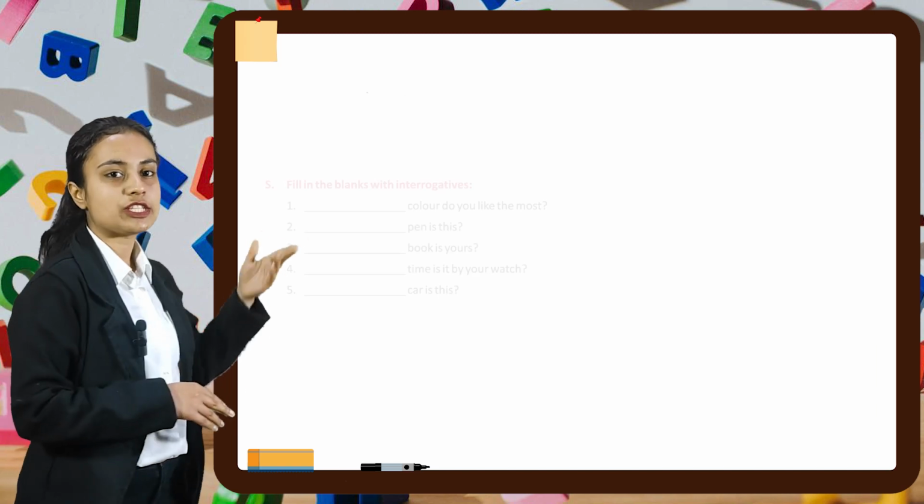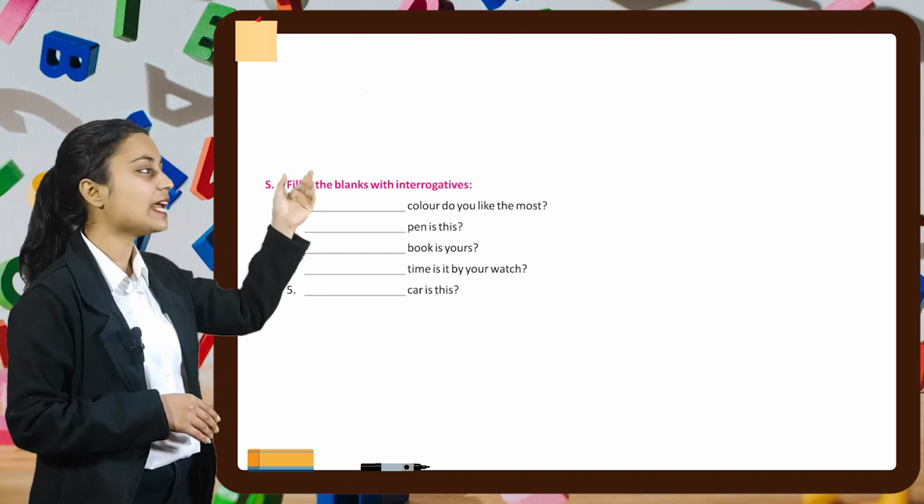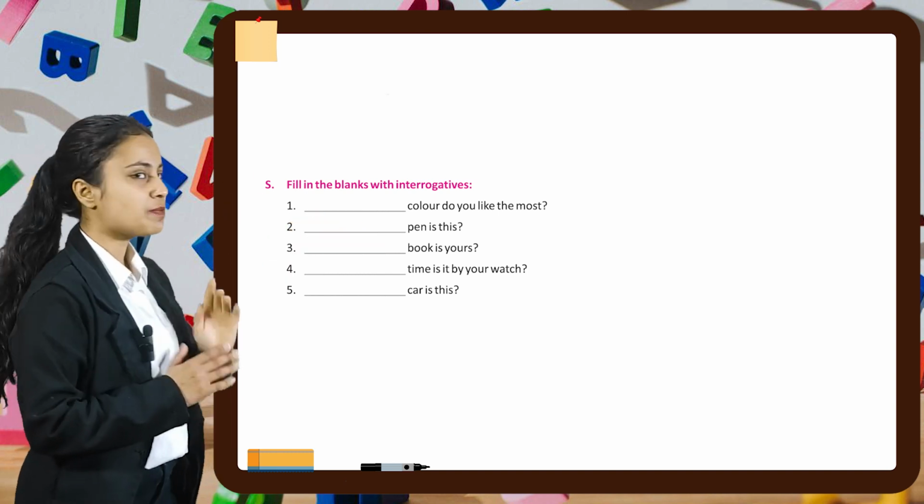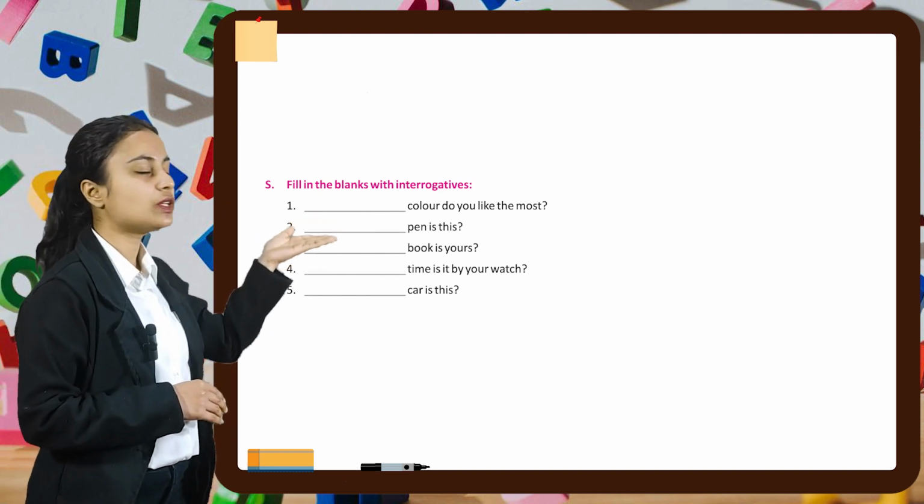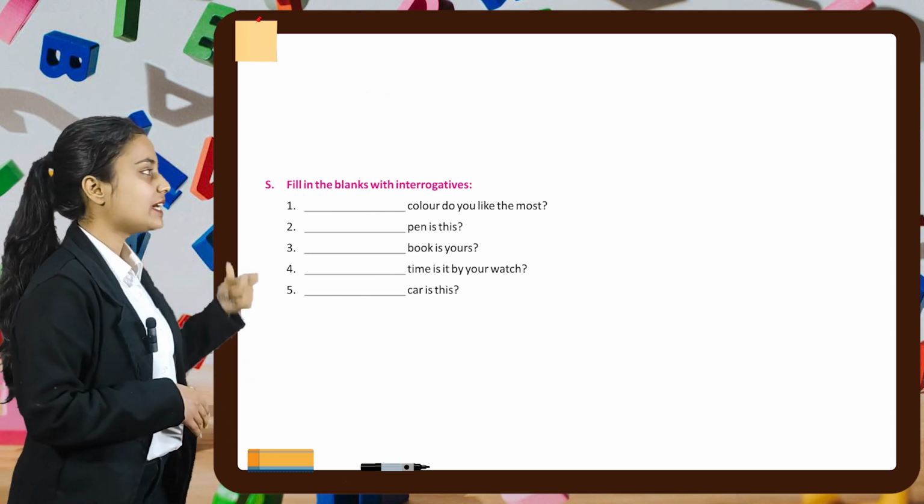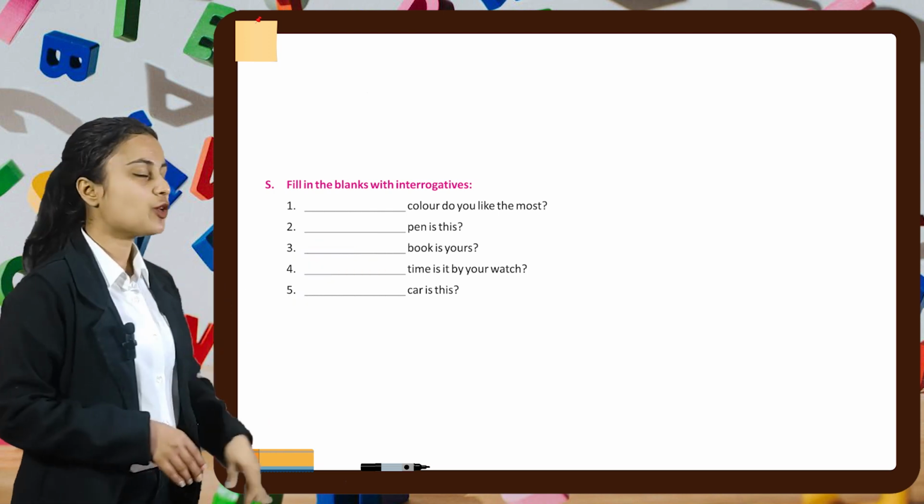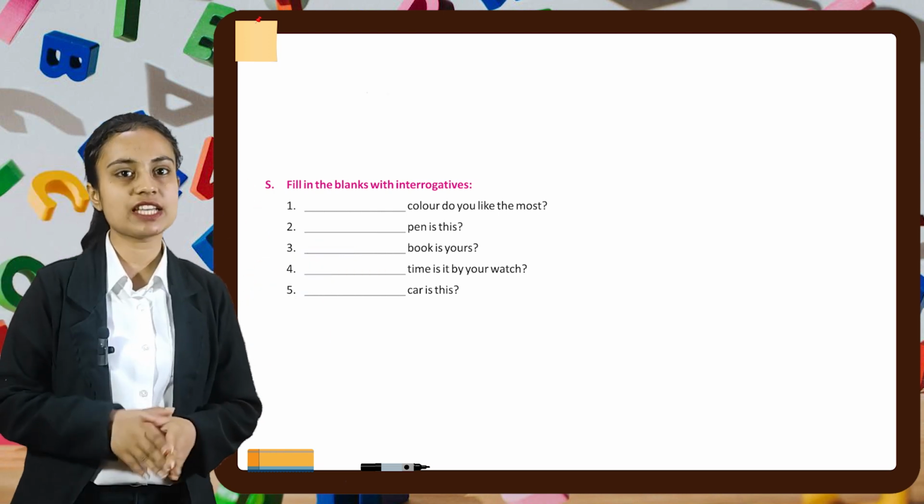Let's start with questions. So here in part S, we have to fill in the blanks with interrogatives. Let's see the first part. Dash color do you like the most? So for color, we can use which. So our sentence will become: which color do you like the most? In a similar way, you have to do the rest of the parts of this exercise by yourself.